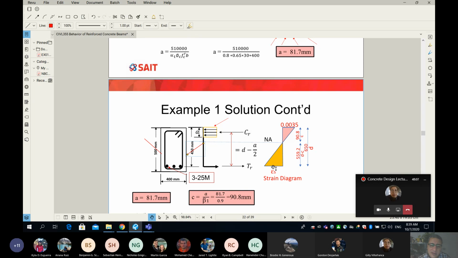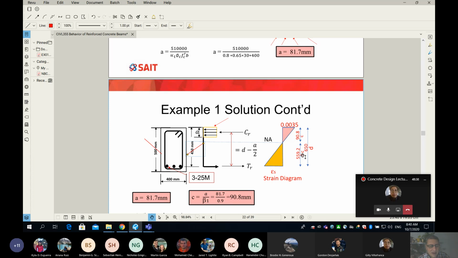Remember the relationship between A and C. A is the depth of the equivalent rectangular block, and C is the location of the neutral axis. The relationship is very simple, through beta 1, which we agree in my course is going to be 0.9. So after we find A is equal to 81.7, we divide by 0.9, and we get C is equal to 90.8, which marks the zero of the strain.